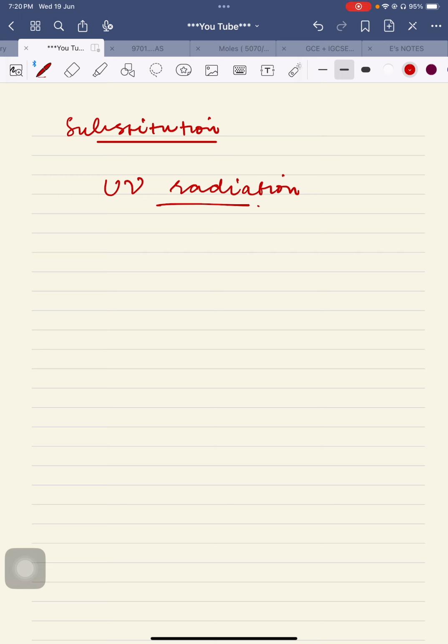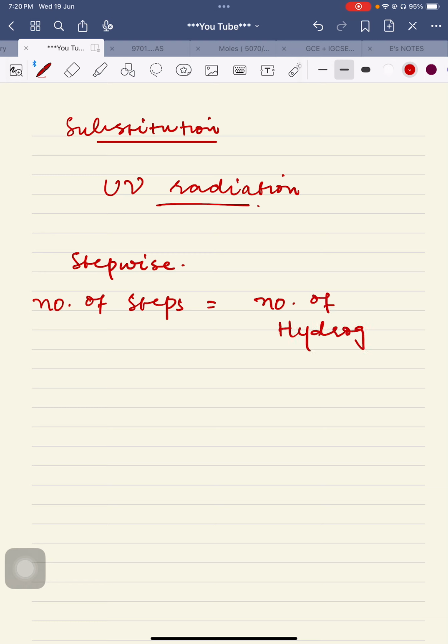It is a stepwise reaction. I am writing this as well. It is a stepwise reaction. What is the meaning of stepwise reaction? In each step, a hydrogen of an alkane is being replaced by a halogen, and the number of steps is based upon the number of hydrogens present. So stepwise, and I'm telling you, the number of steps is equal to the number of hydrogens.